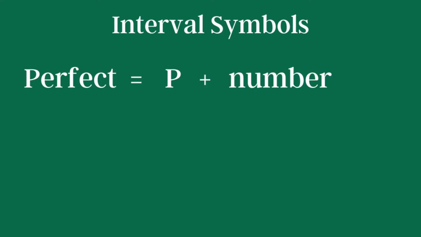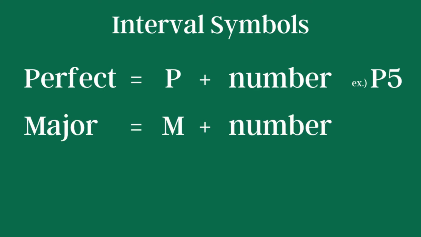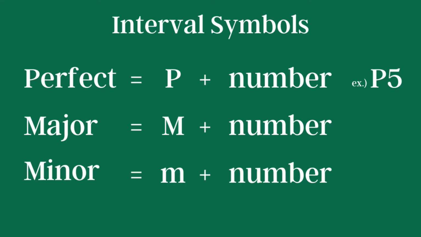You'll often see intervals designated by a shorthand, which is a letter and a number. Our perfect intervals are labeled with a capital P and the number of the interval. So a perfect fifth would be a capital P and the number 5. Major intervals are labeled with a capital M and minor with a lowercase m. So a major third would be capital M and the number 3, while a minor third would be a lowercase m and the number 3.